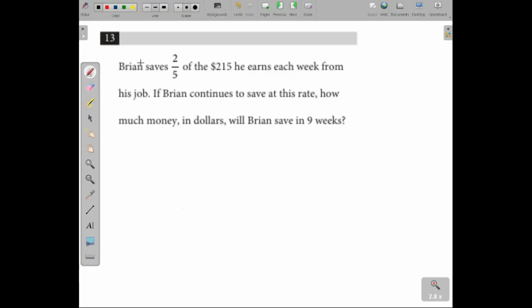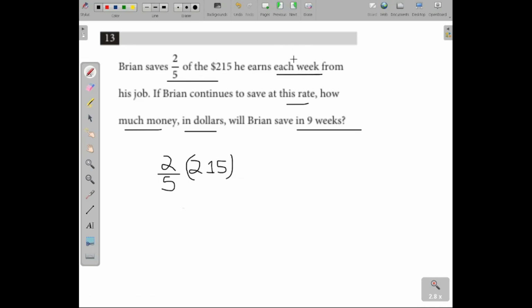Number 13. Brian saves 2/5 of the $215 he earns each week from his job. If Brian continues to save at this rate, how much money in dollars will Brian save in 9 weeks? Let's find the amount Brian saves each week. It's 2/5 of $215.